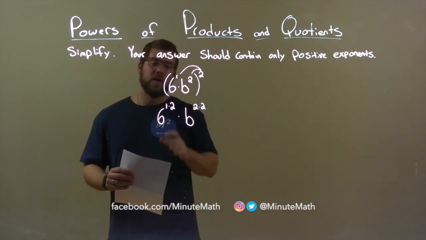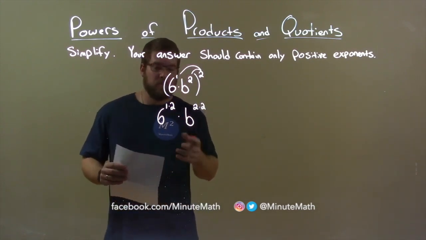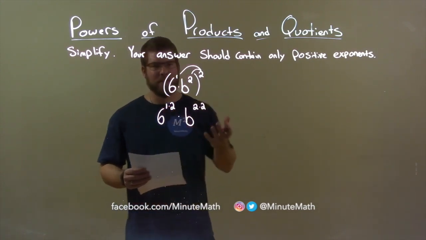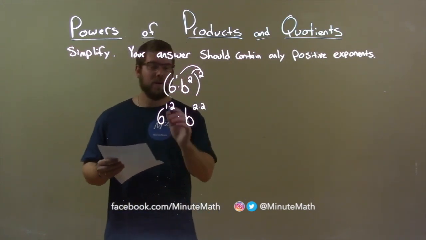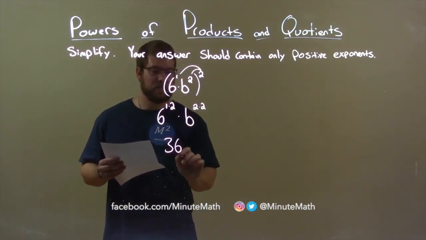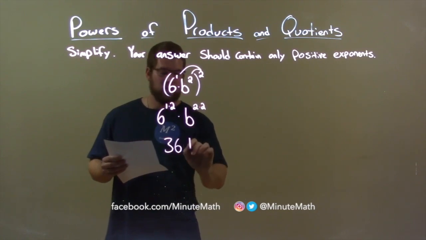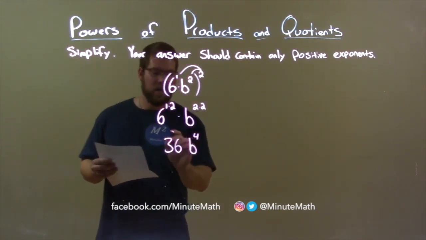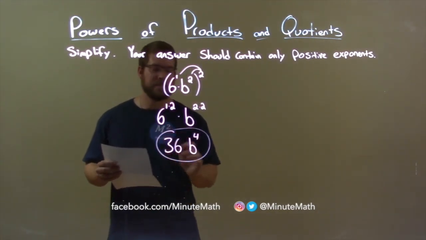Then from there, okay, we just keep simplifying. Well, 2 times 1 is 2, right? And 6 squared is 36. 2 times 2 is 4, so we have b to the 4th power, and our final answer is 36b to the 4th power.